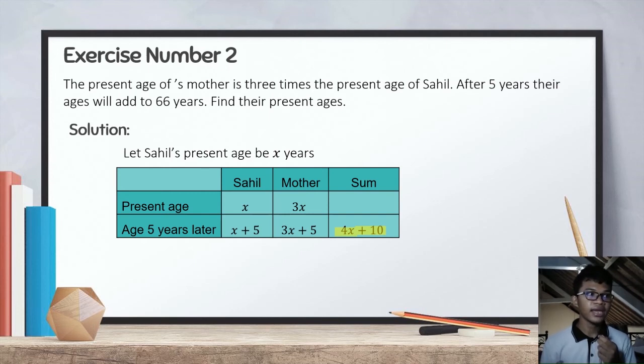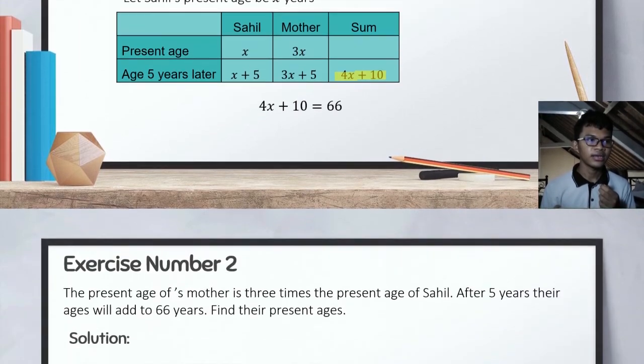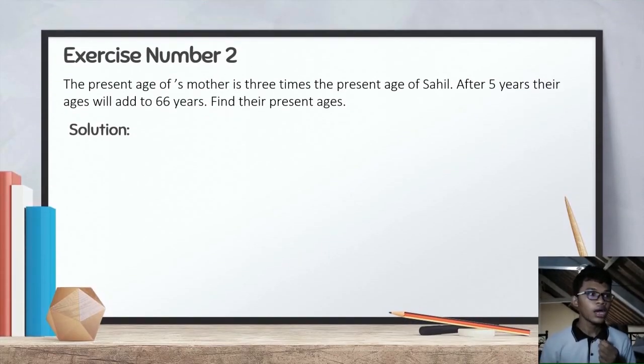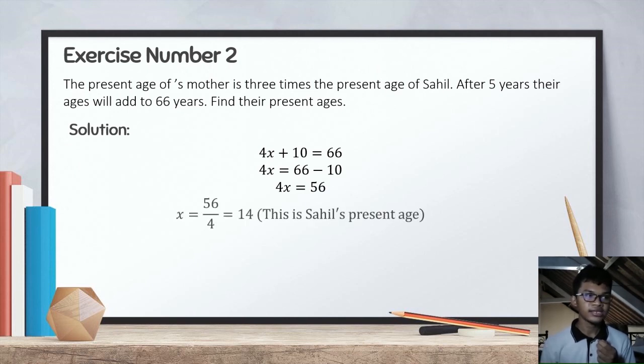It is given that after 5 years, their ages will add to 66 years. Therefore, 4x plus 10 is equal to 66. This equation determines Sahil's present age, which is x years. To solve the equation, we transpose 10 to the right hand side. So we get 4x equals 66 minus 10, or 4x equals 56, or x is equal to 56 over 4 equals 14.